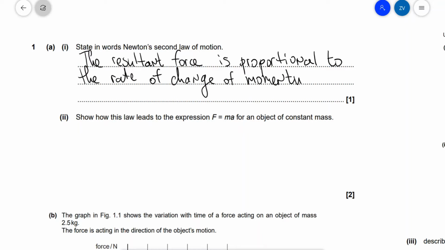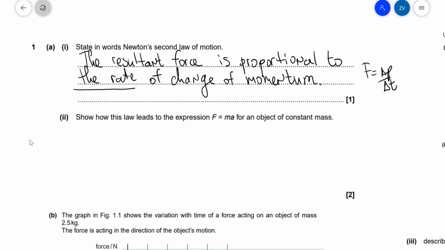Now, quite a typical error is to forget to include the rate of change. Some students might write that the resultant force is proportional to the change of momentum. Unfortunately, this is wrong because the equation is that F is equal to delta P divided by delta T. Every time you're dividing by an increment in time, in this case delta T, that's the rate of change. For instance, acceleration is the rate of change of velocity.